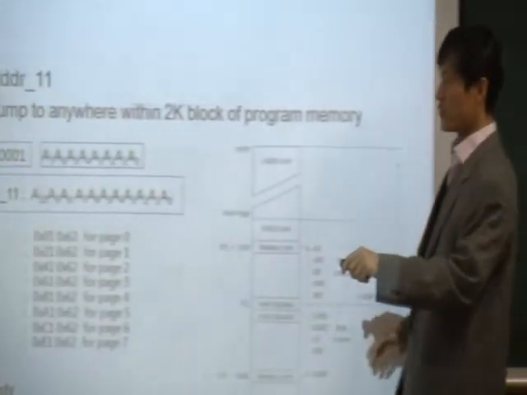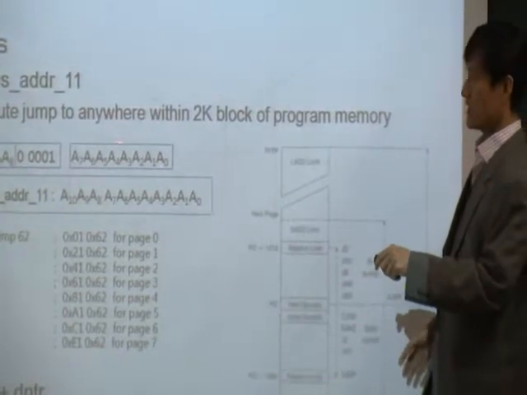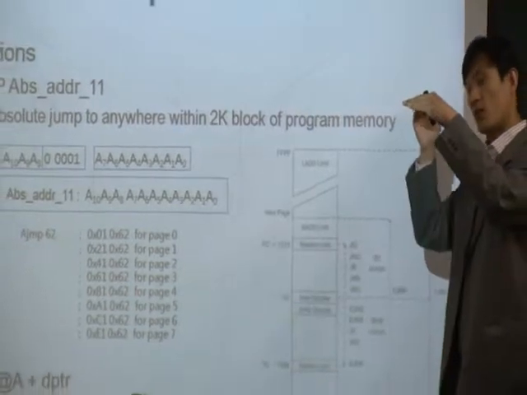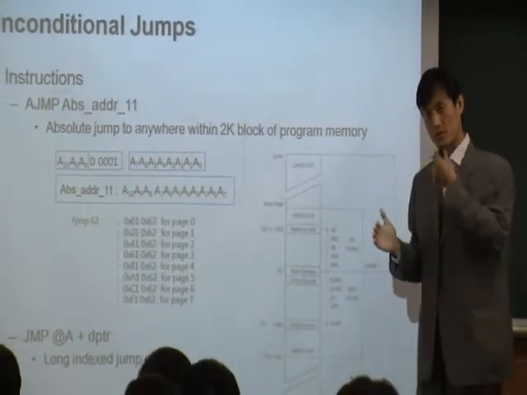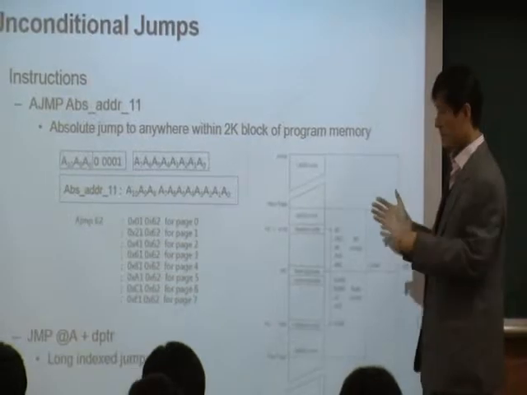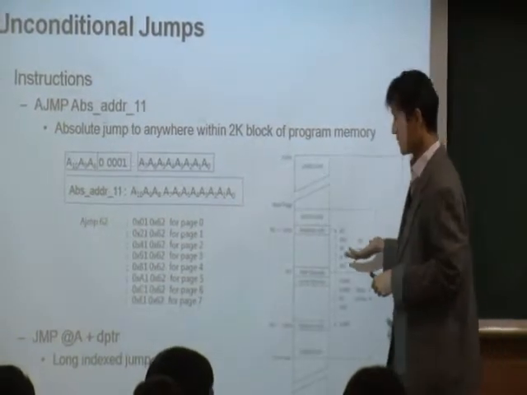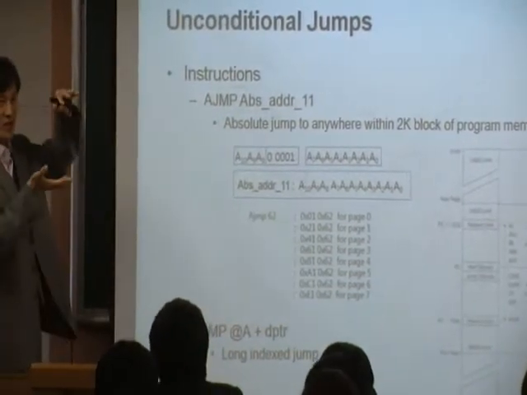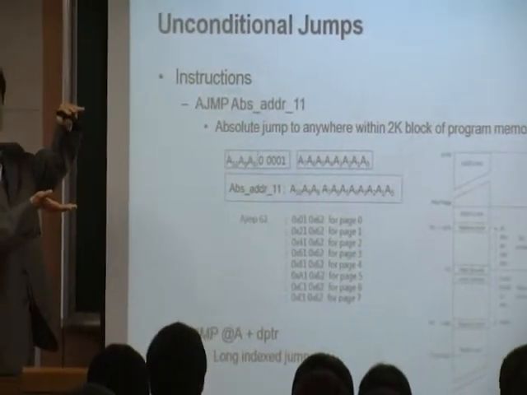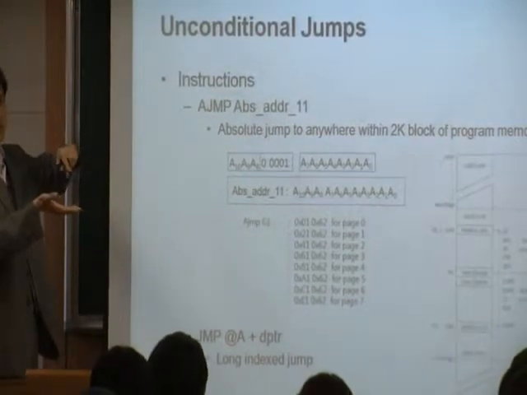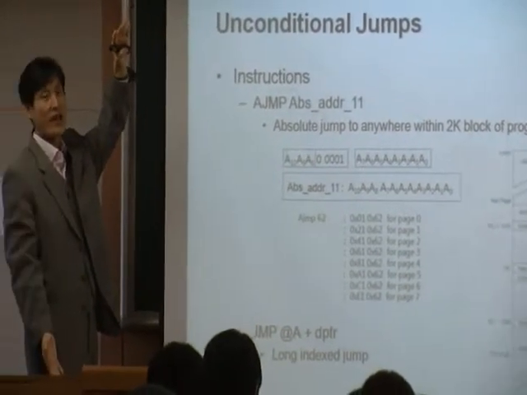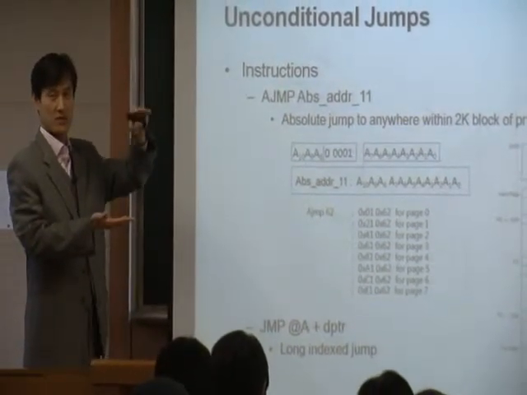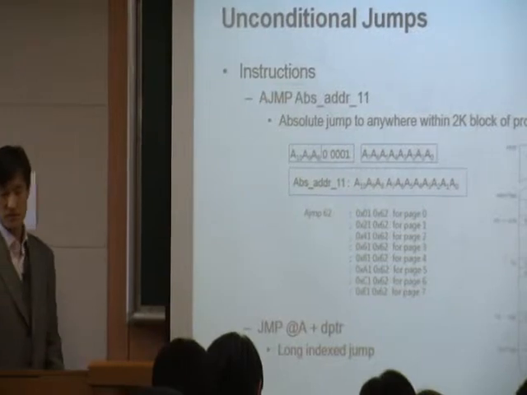Okay, so this one tells you which page you want to jump to. And these 8 bits will tell you, within that page, which address exactly you want to jump to. So that's what you're doing here with A jump. Simply speaking, short jump, you are jumping within a very short range, 256 bytes. Long jump, you can jump anywhere, 64K of range. A jump, you have 2K of jumping range. Okay, so that's the difference.